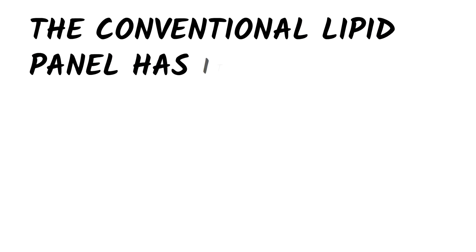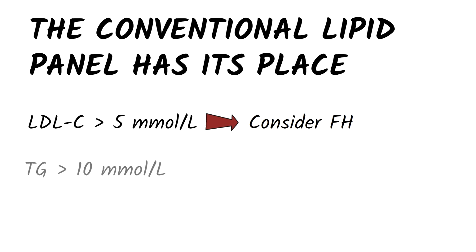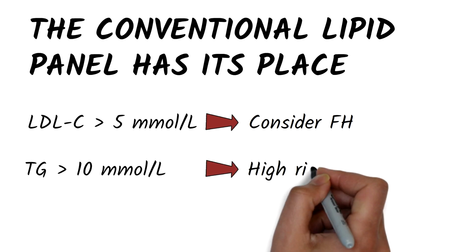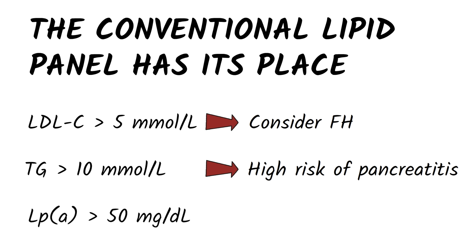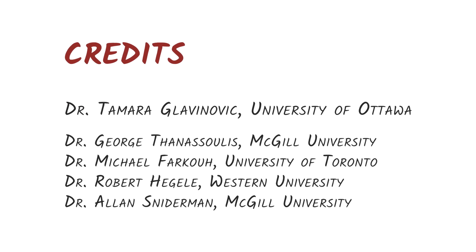So should you entirely disregard conventional lipid panels? No. Why? An LDL-C level greater than 5 millimole per liter is further indication of a familial component, and you should consider FH. Triglyceride levels greater than 10 millimole per liter point to a high risk of pancreatitis, and an LPA greater than 50 mg per deciliter may indicate a case better managed by lipid specialists, and we'll discuss this further in the next video. The conventional lipid panel has its place, but apoB is essential for clarifying whether a patient is at high cardiovascular risk and helping you determine whether the treatments you are providing are effective. Stay tuned for more information on how to incorporate LPA into clinical care.